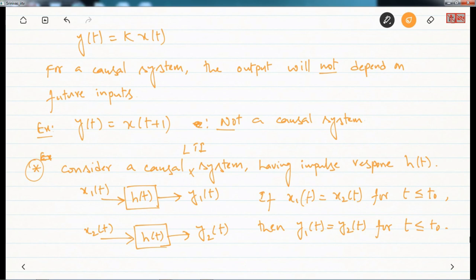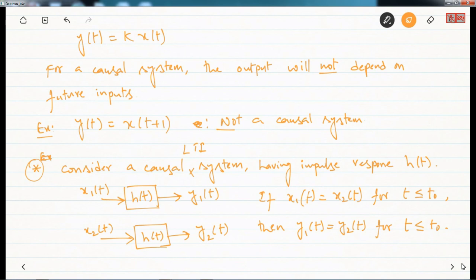So that means its output y1 of t depends on its input x1 of t till that point in time. Similarly, if I give the same input, I should get the same output, right? So that's simply the explanation for this. If these two input signals are the same for the time duration from minus infinity to t naught, then their output signals will also be the same for the time duration from minus infinity to t naught, right? So that's another thing.